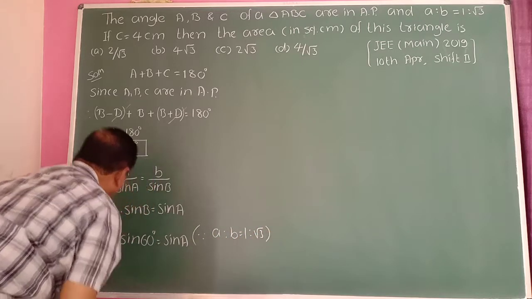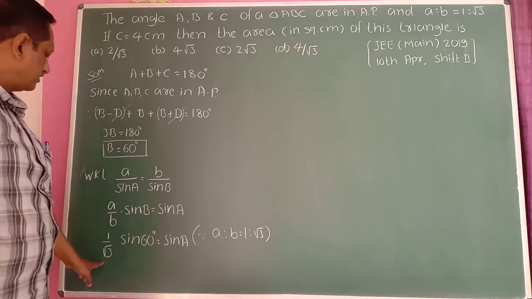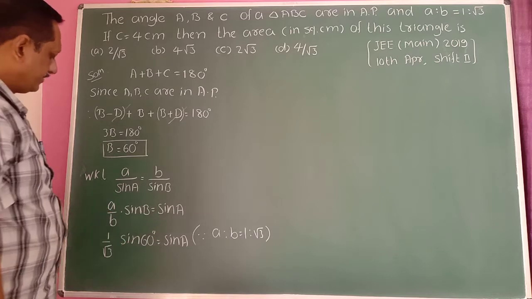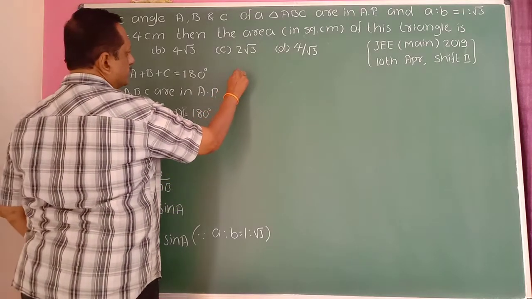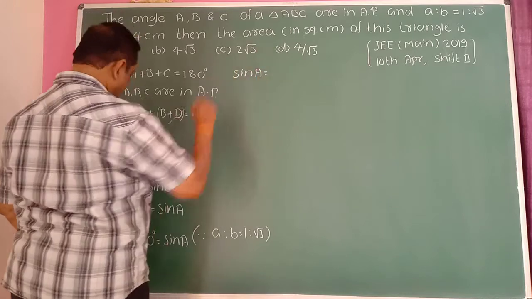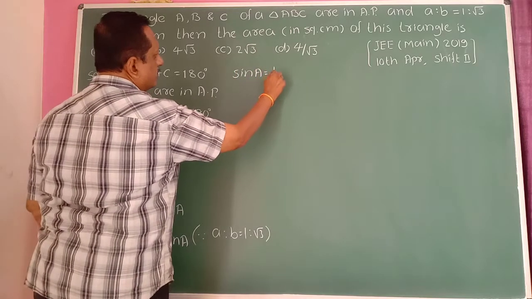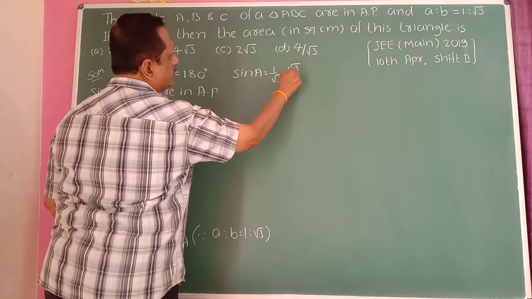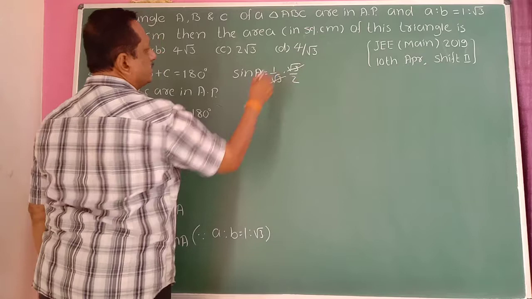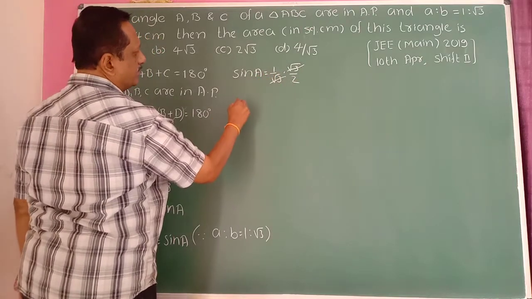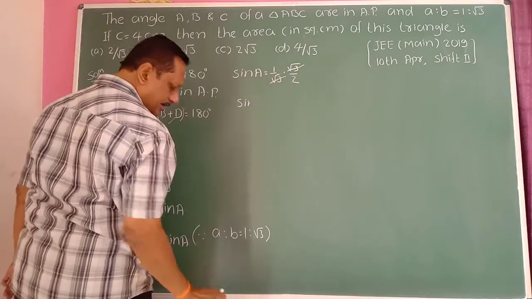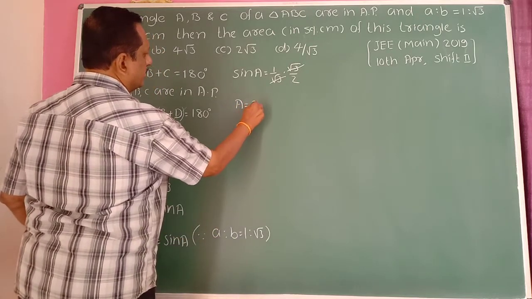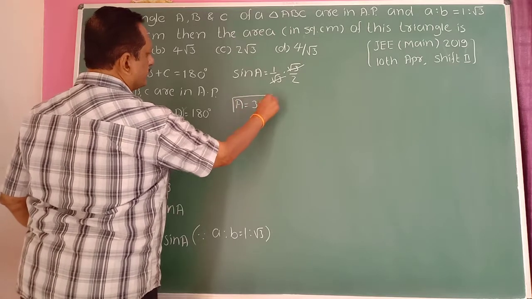Hence a upon b is 1 by root 3, and angle B is 60 degrees. Sine A is equal to 1 by root 3 into sine 60 degrees, which is root 3 divided by 2. Root 3 cancels. Sine A is equal to 1 by 2. So angle A is equal to 30 degrees.